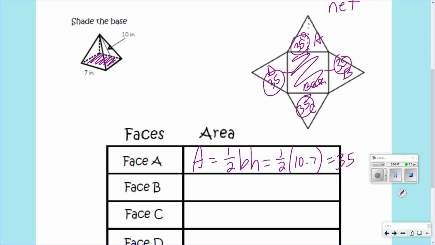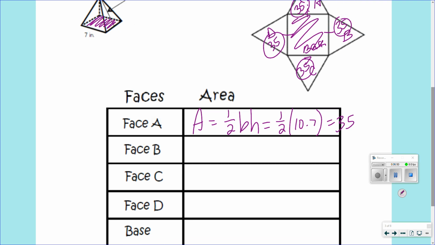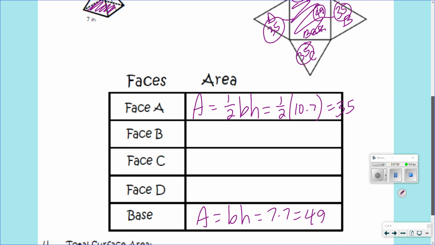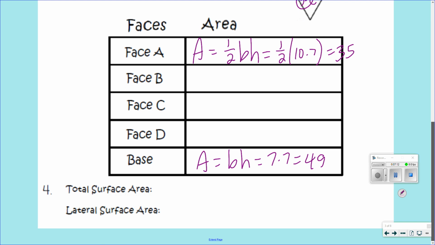Okay, now the base is a square, so that would be base times height. What are the dimensions on that base? 7 times 7, which is 49. So up here I would put a 49. And now how do I get the total surface area? Yeah, for total surface area, we're going to have 35 plus 35 plus 35, or we could have just done 35 times 4 plus the base of 49.